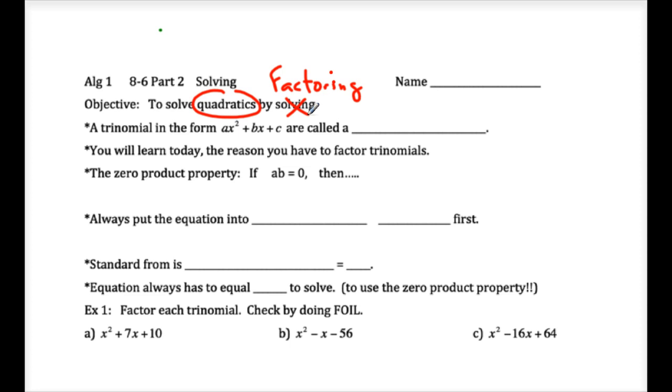Remember that stupid shirt I had on last week? That was the quadratic formula. We have to memorize it? X equals negative b plus or minus the square root of b squared minus 4ac, all over 2a.